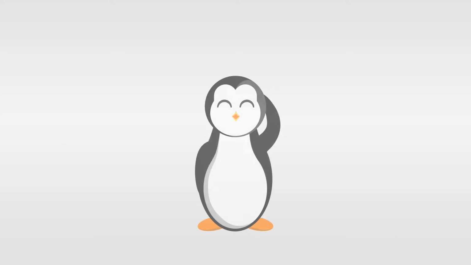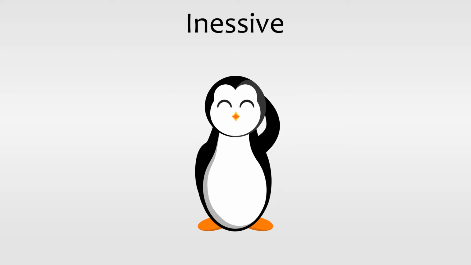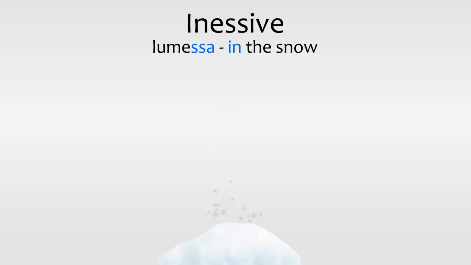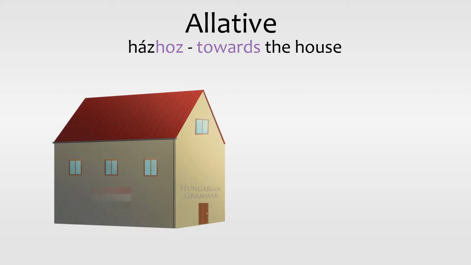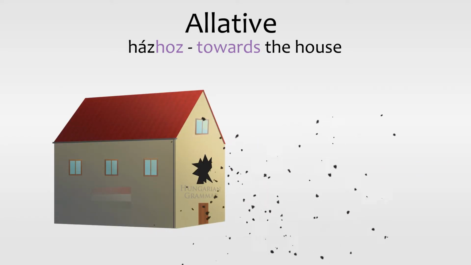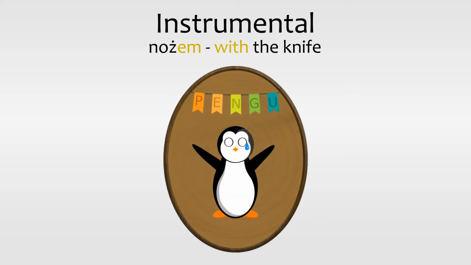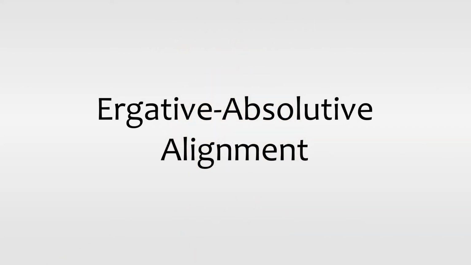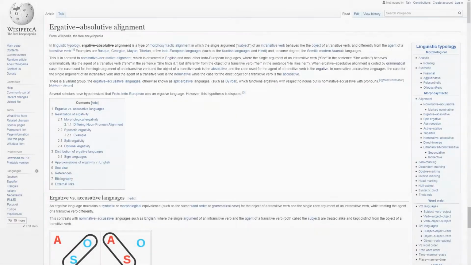In other languages, grammatical cases can get very creative. For example, the inessive case in Finnish, lumessa, meaning in the snow. Or the allative case in Hungarian, házhoz, to or towards the house. Or the instrumental case in Polish, nożem, meaning with a knife or using a knife. Or the ergative absolutive alignment in Georgian or Basque. I need a separate video for that.